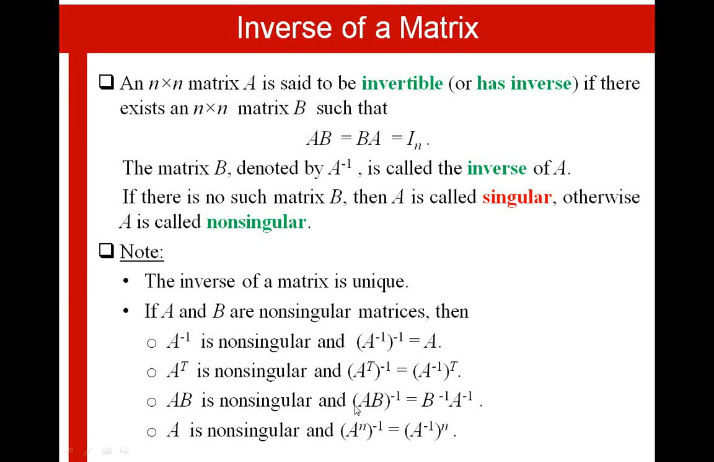AB is non-singular. If AB is non-singular, then the inverse of A times B is equal to B minus 1 times A minus 1, which means it's equal to the inverse of B times the inverse of A. This is worth remembering. The last one is if A is non-singular and we want to take the inverse of A to the power n, then it is the same as taking the inverse and raising it to the power n.